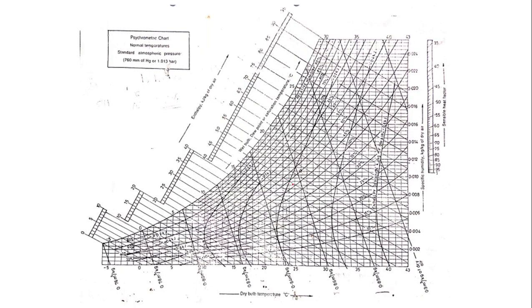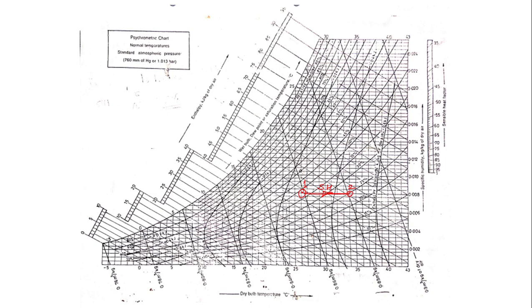So assume that you have the initial point somewhere over here. Okay, this is the initial point, let's say the point number 1, and during the sensible heating the specific humidity remains constant throughout the process. Okay, initial condition and the final condition, the specific humidity will remain same. So it's a perfectly horizontal line over here. Assume that the process is taking place up to this particular point. So this is the initial point, this is the final point.